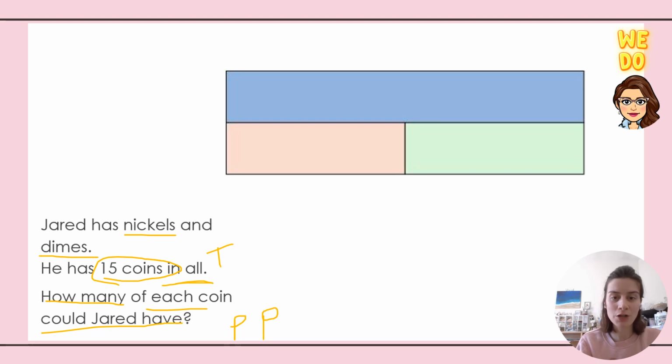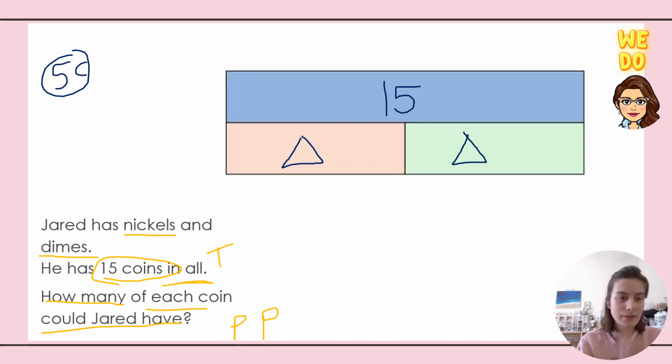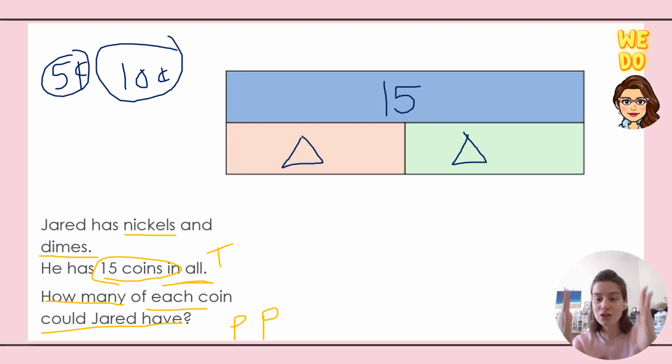I'm using the part total table to help me solve. And so I'm going to plug in what I've been given. So I've been given 15 coins as my total, but I am missing both parts. So I'm putting a triangle in each of those because that's what I'm trying to figure out. Okay, Jared has nickels and he has dimes. I know that a nickel is worth 5 cents. And I know that dimes are each worth 10 cents. So I can use this part total table to solve by writing different options where my triangles are.